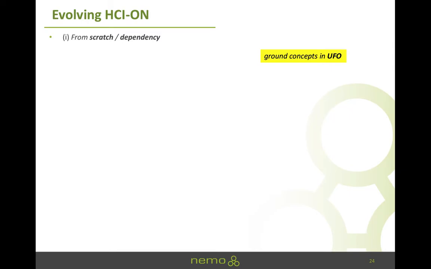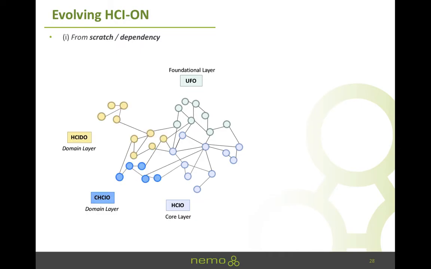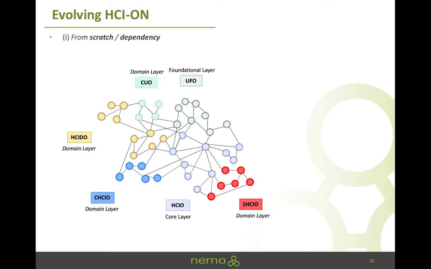Moving on, to evolve HCI-ON, ontologies can be built from scratch using dependence relationship. So the concepts need to be grounded in UFO to keep the network consistency, and this is the procedure we adopted so far, for example, for our core layer and all of our domain ontologies.